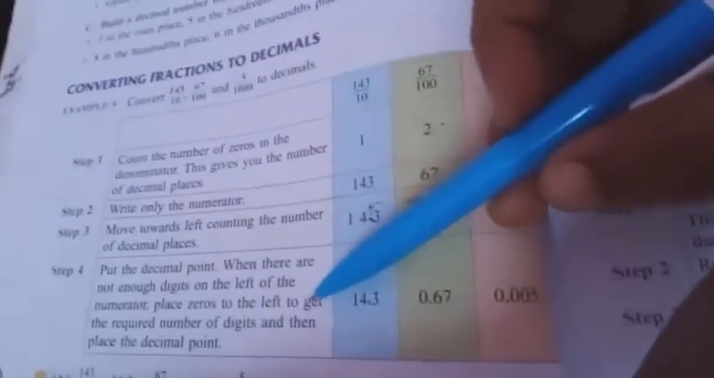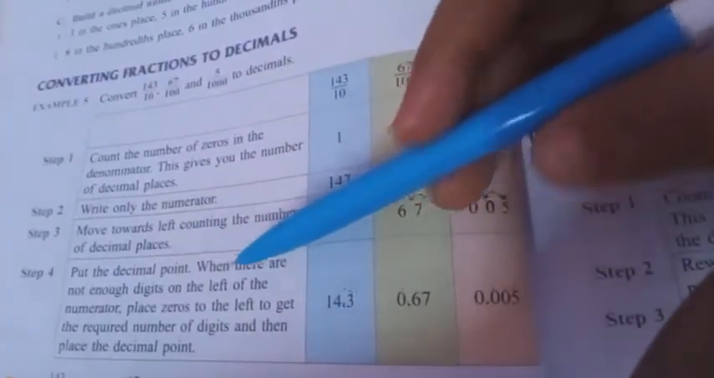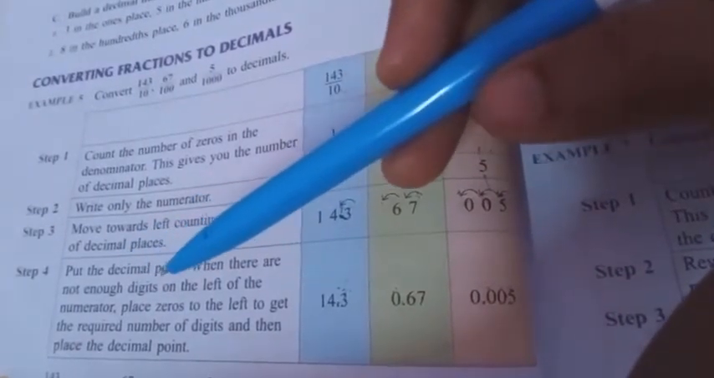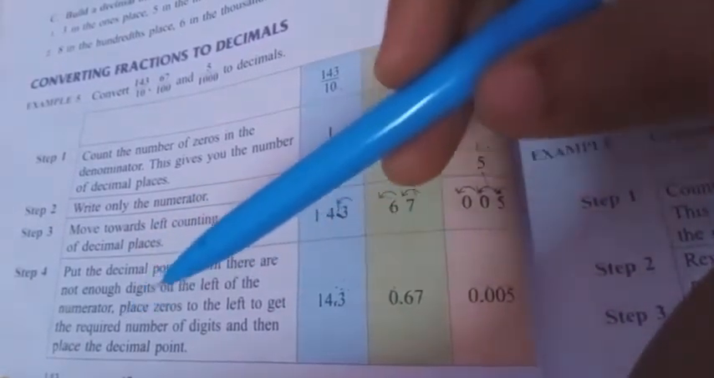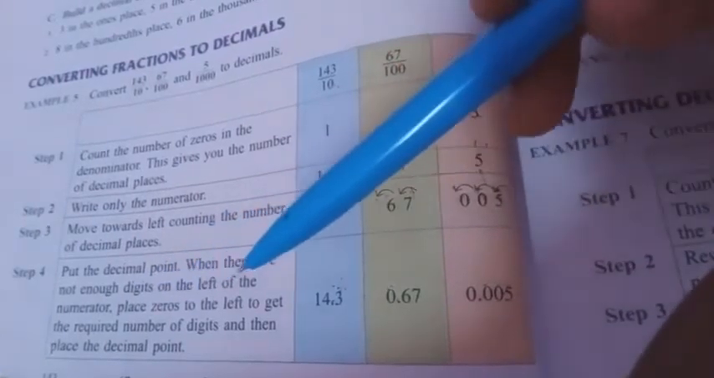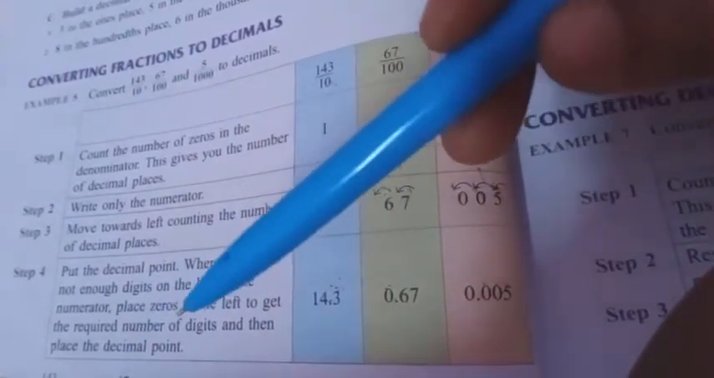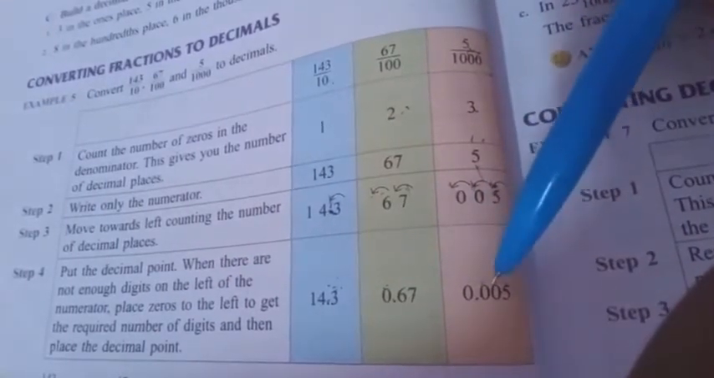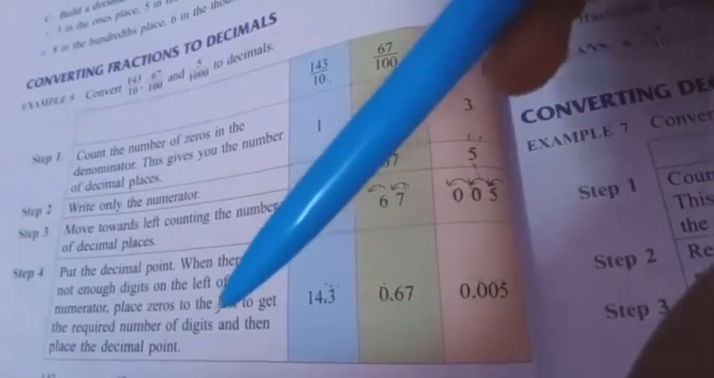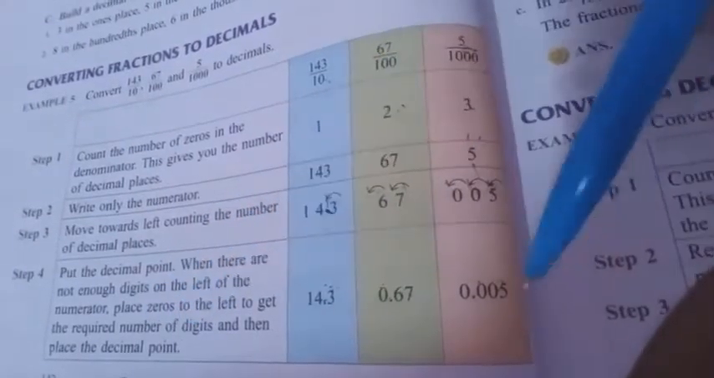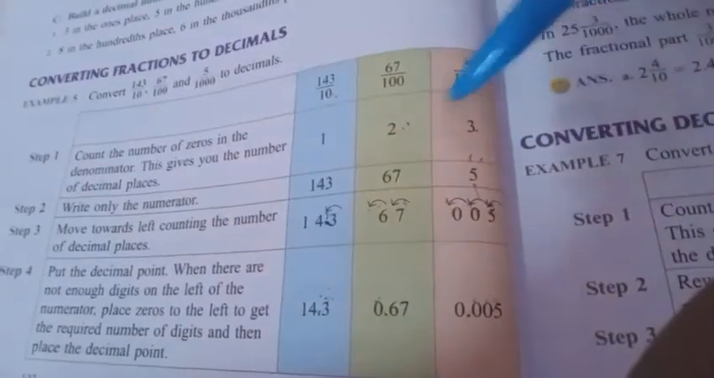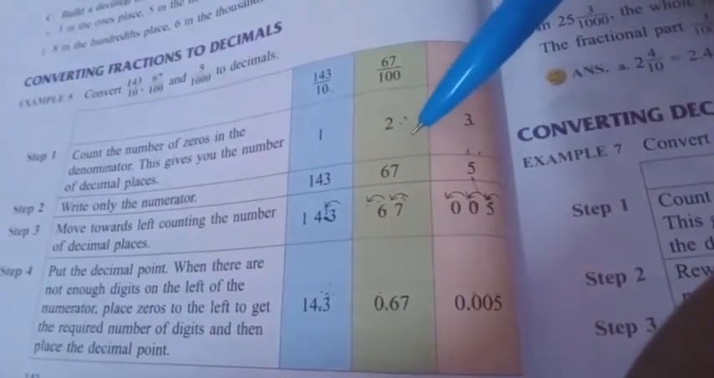See, step number 4, put the decimal point which I told you. When there are not enough digits on the left of the numerator, place 0 to the left to get the required number of digits. If the number is not equal, we have to add 0 as I have told you, and then place the decimal point. This is converting fraction to decimal. For this we will do an exercise.